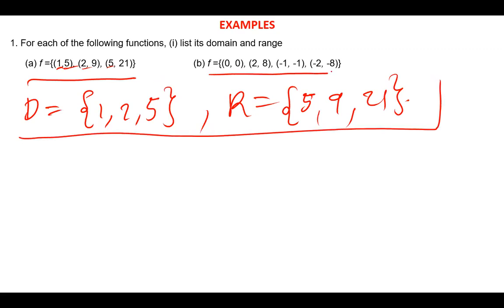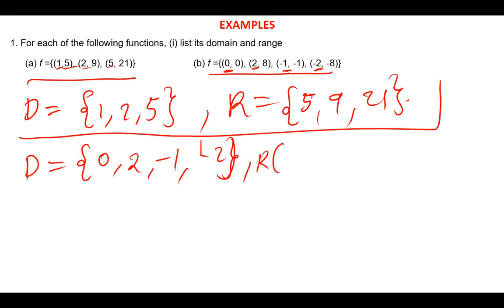And then in this expression, we do the same. The domain in that expression is simply the set of inputs: 0, 2, -1, and -2. And then the range will simply be equal to the set of outputs. We have 0, 8, -1, -8. So this is exactly what you're supposed to find if such a question was to be given to you.